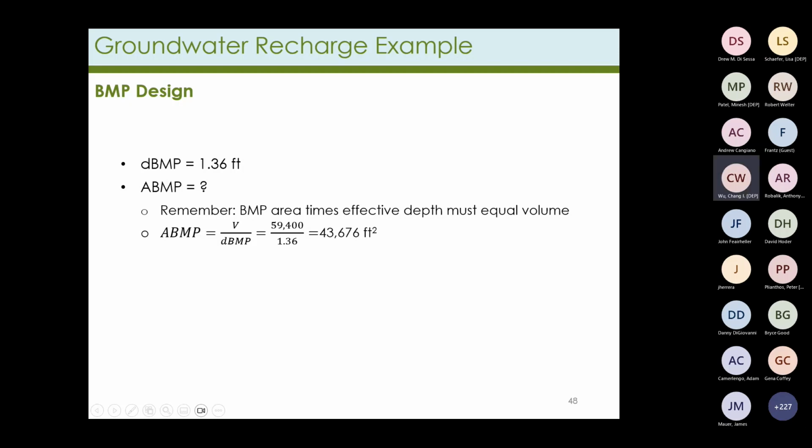So that's useful when you have a BMP that is irregular shape. Then you don't have the length and width to easily get the size of the infiltration area, or the ABMP. Then you can use this method to get the estimate of the ABMP value.